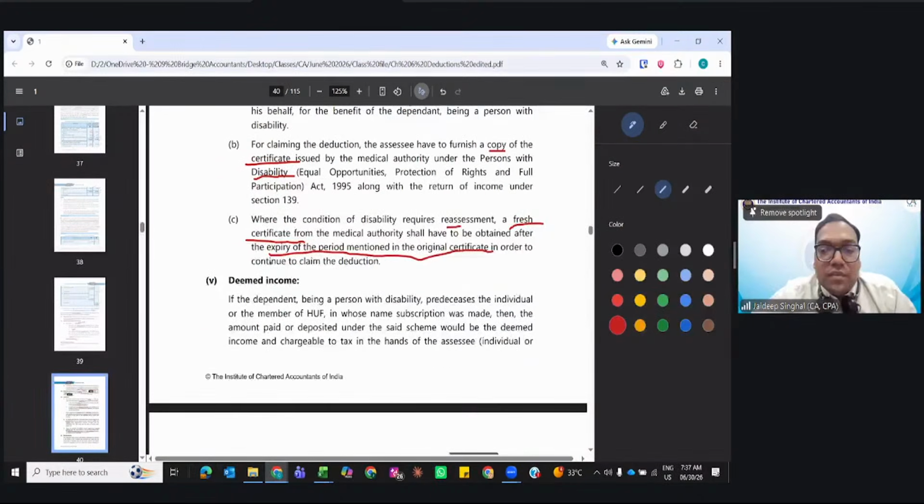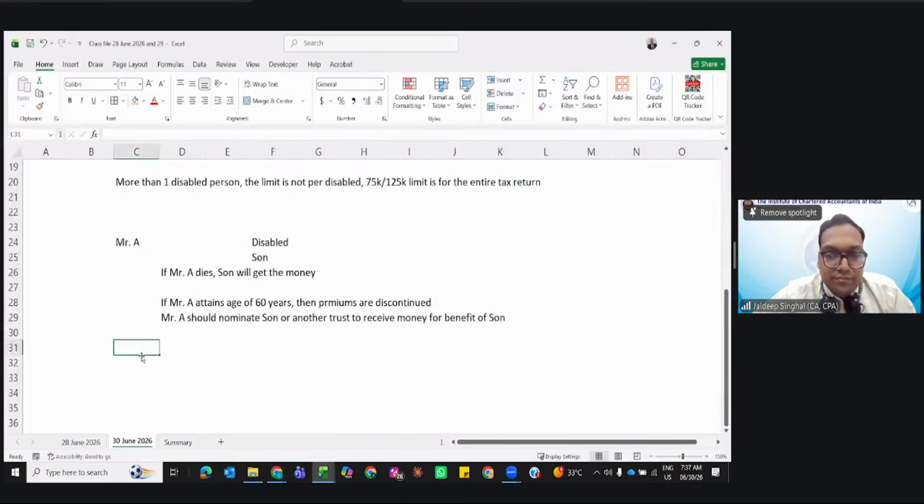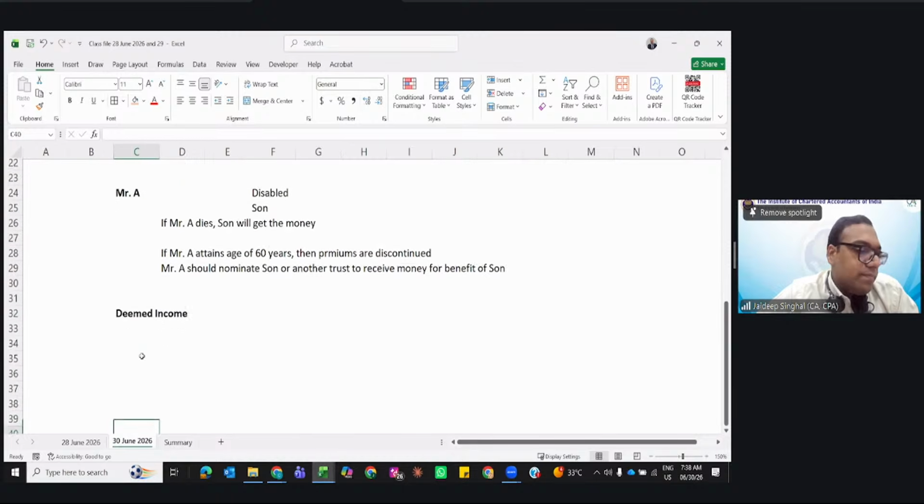Deemed income. Now, deemed income. See, I'm writing small notes, you can even write them in the book. When I'm explaining the condition, maybe it will not make so much relevance in the notebook, but you can write in the book.